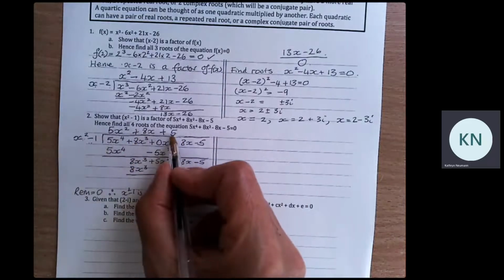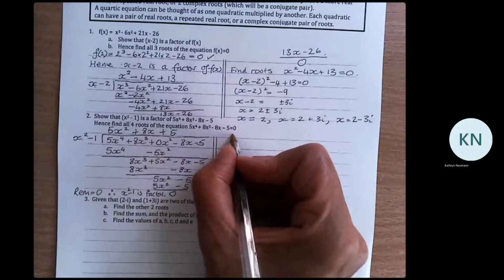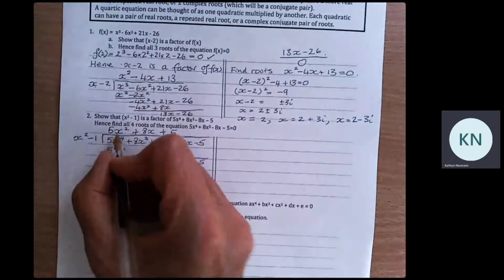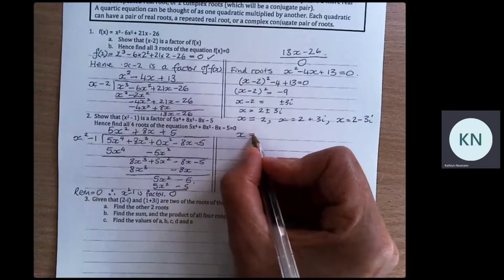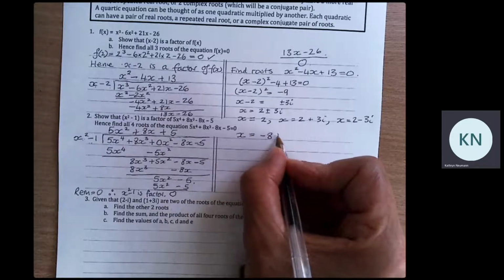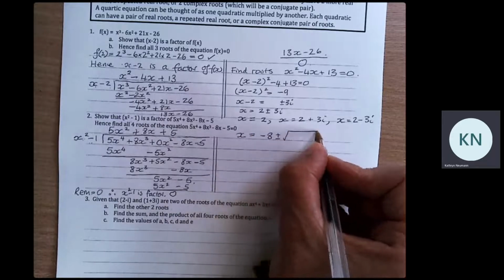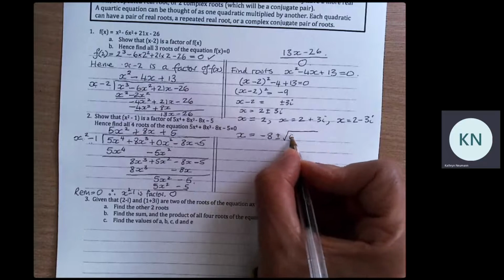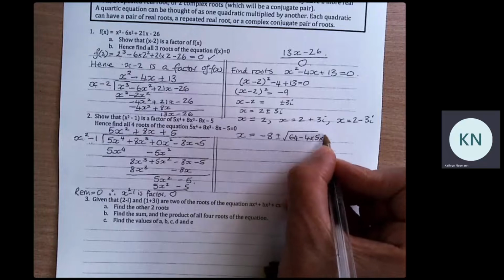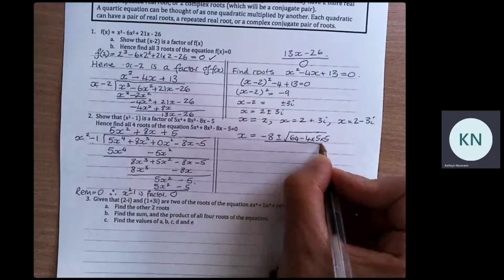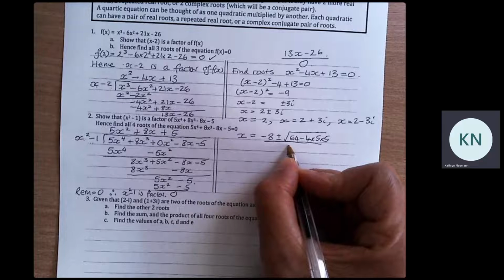So the roots of the quadratic, I would use the formula for that. You don't really want to be completing the square when you've got a coefficient of 5 for the x squared. So I would say here x is going to be minus b, which is minus 8, plus or minus the square root of b squared, which is 64, minus 4 times a times c, all divided by 2a, which is 2 times 5, which is 10.